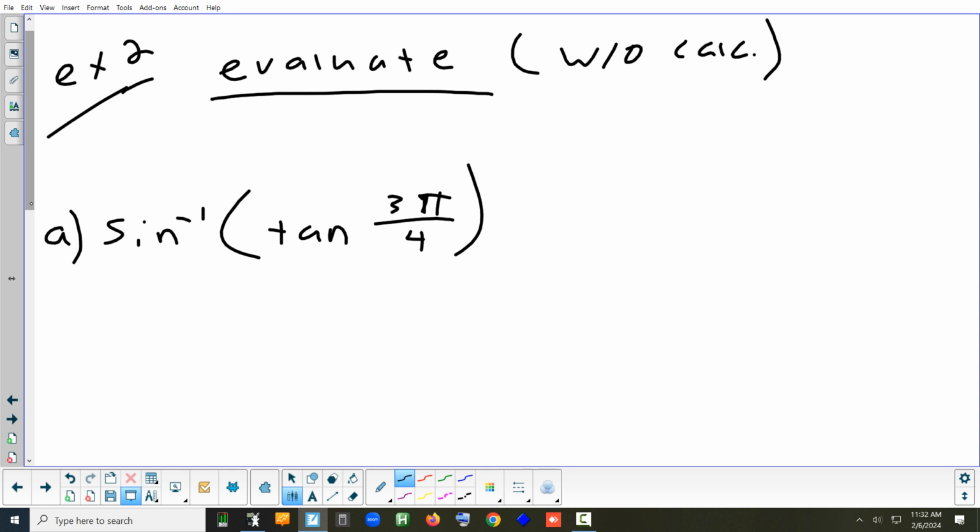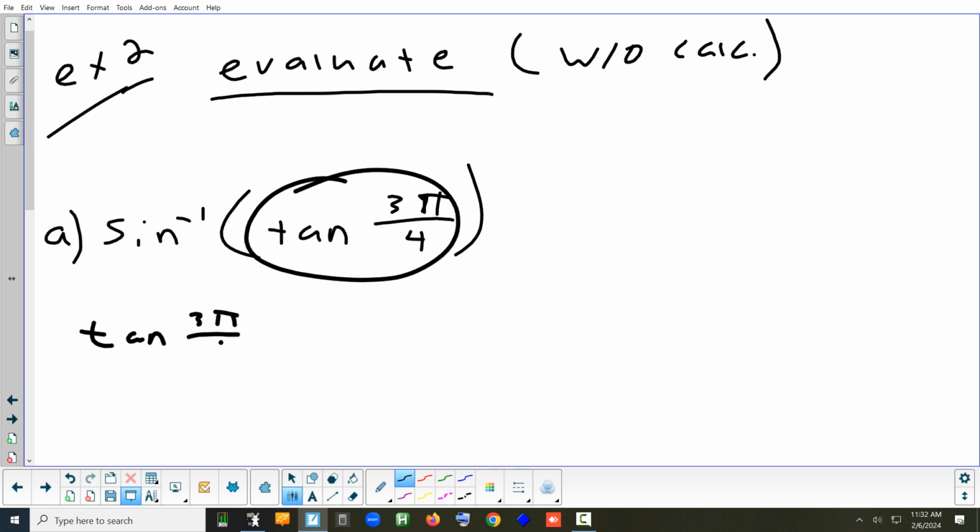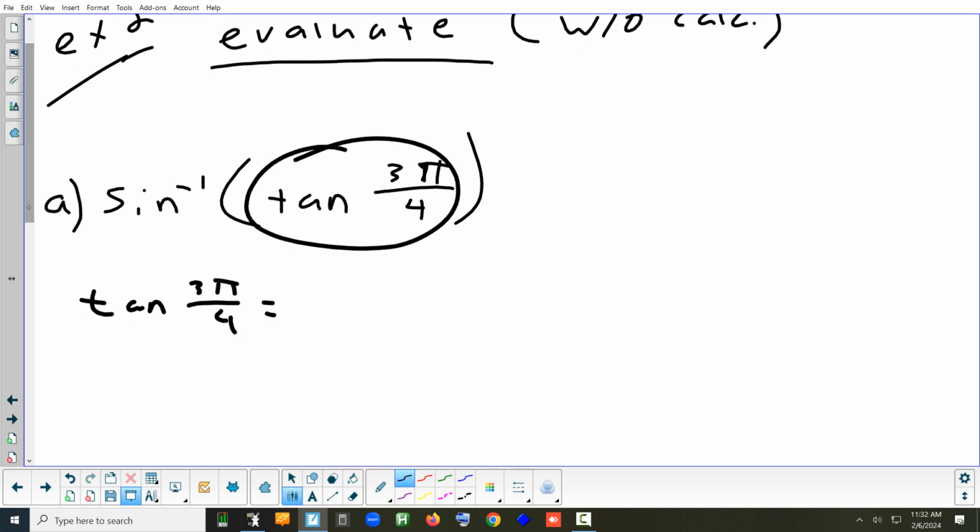So what I would do is follow order of operations. Figure out what the inside is first. Once you figure that out, then you're going to take the inverse sine of whatever you get. But forget about inverse sine for now. What is 3 pi over 4 in degrees? 135. 135 degrees is a multiple of what number? 45. Yes, that is a multiple of 45.